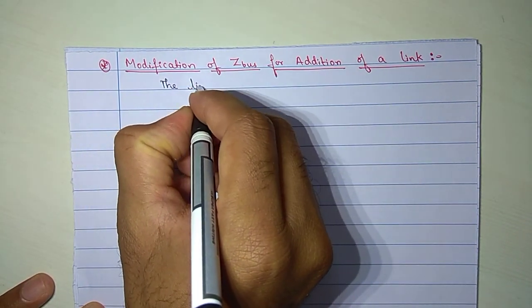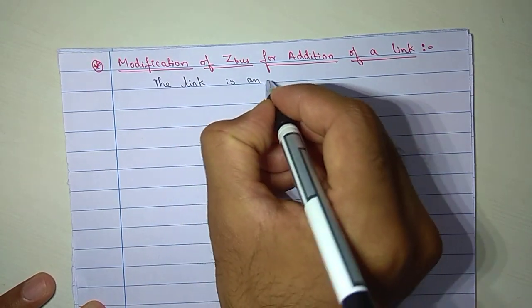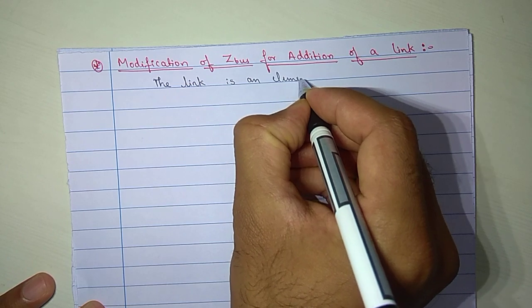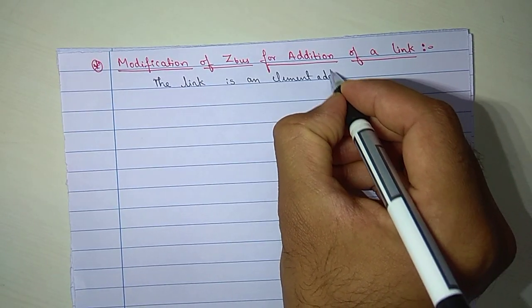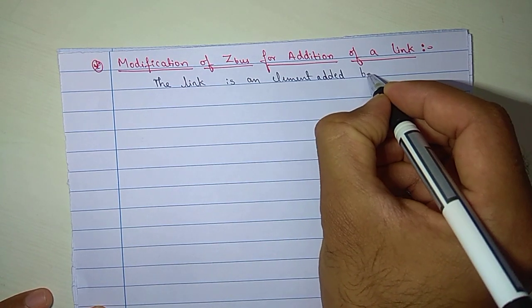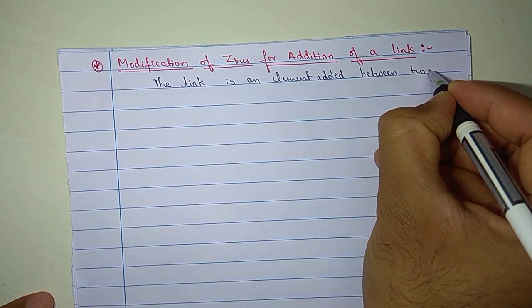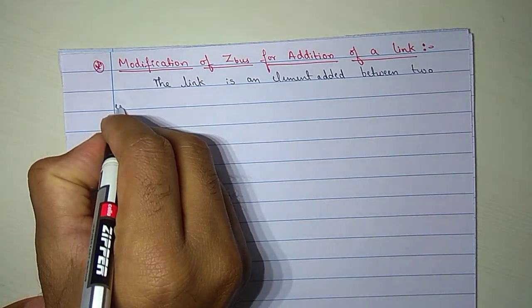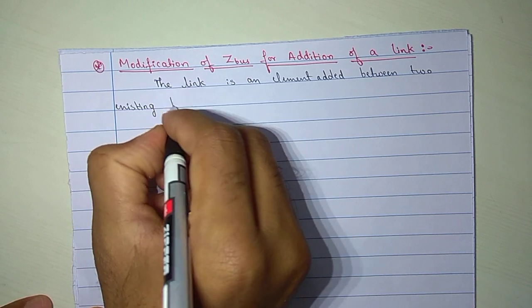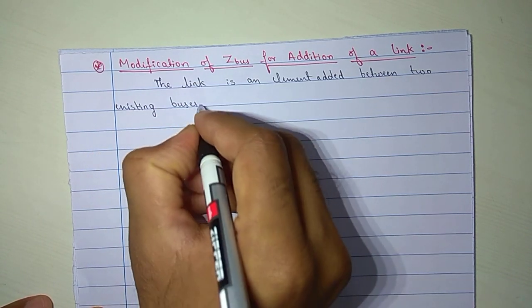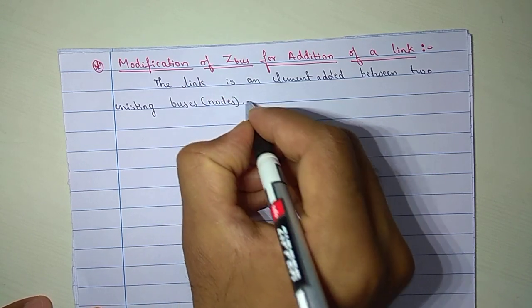The link is an element. It is an element added between two existing buses. I call these buses, or they are also called nodes.